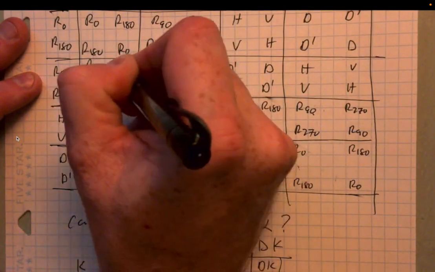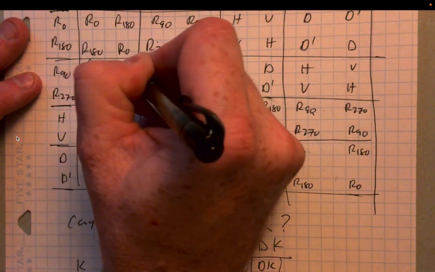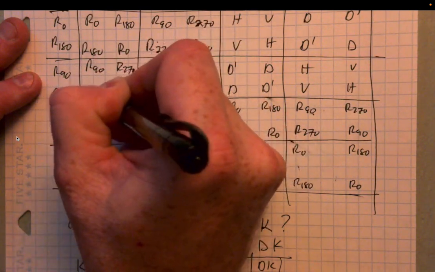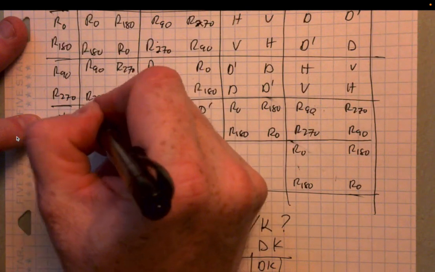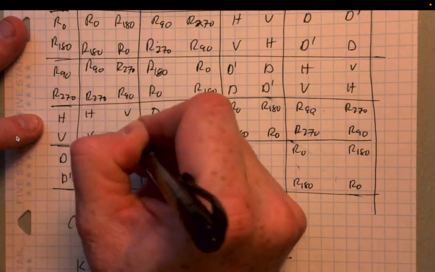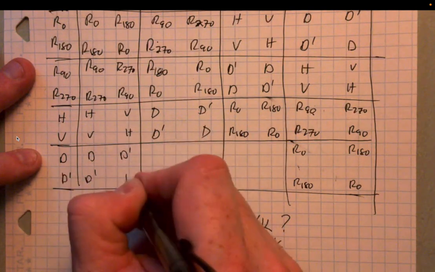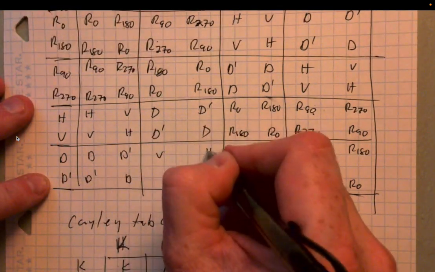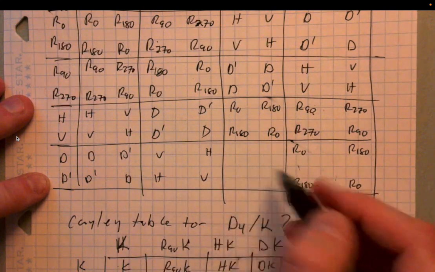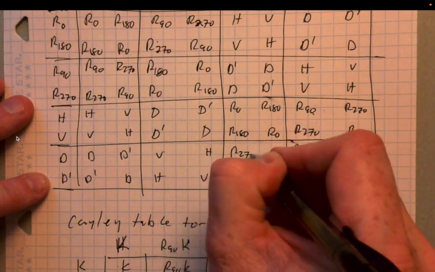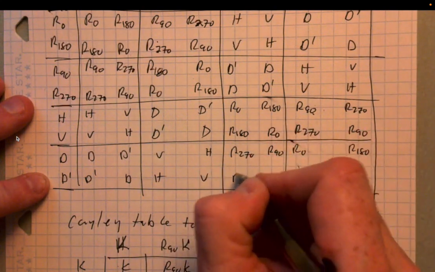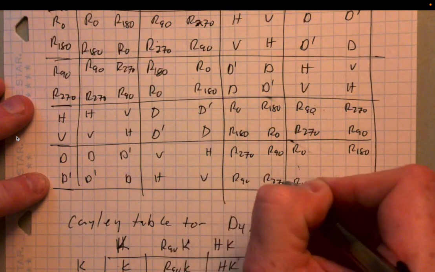R90, R90, R270, R270. And here I get HV, VH. Here I get D, D prime, D prime, D. And then V, H, H, V. And then the last one here, R270, R90, R90, R270.